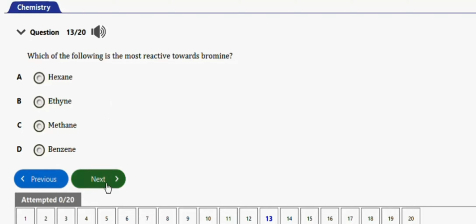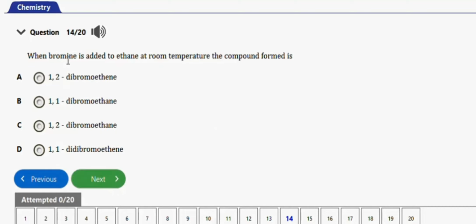The next question will be this one. It says, when bromine is added to ethane at room temperature, the compound formed is 1,1,2 dibromoethanol, 1,1 dibromoethanol, 1,2 dibromoethane. Yeah, so this option C is correct. This is what we're going to have right for this question.